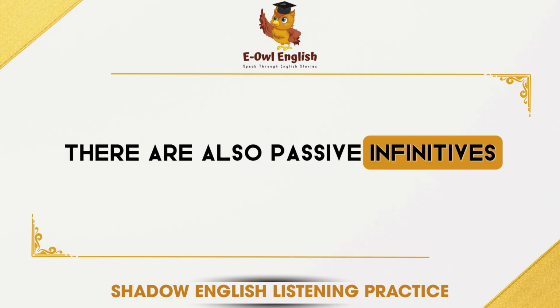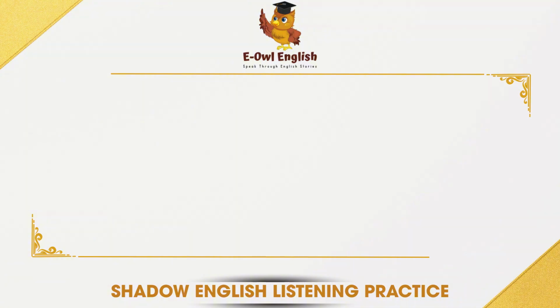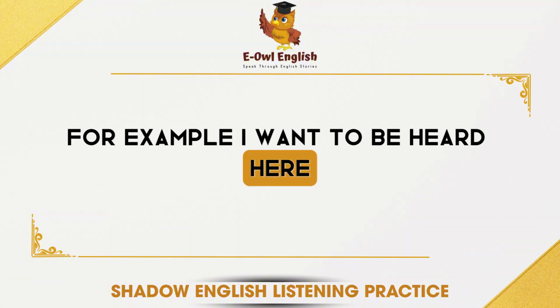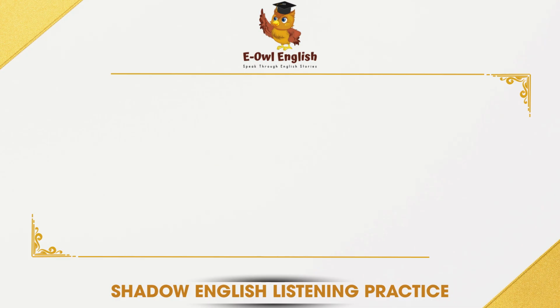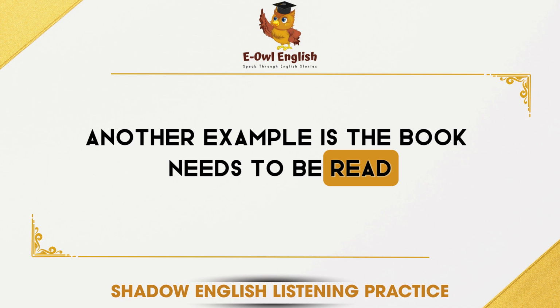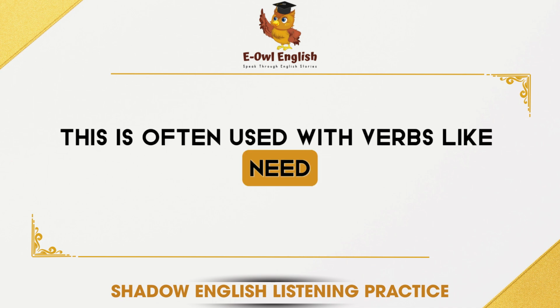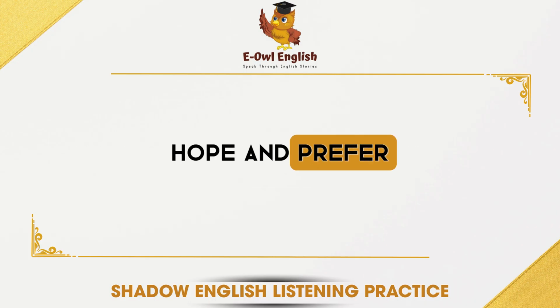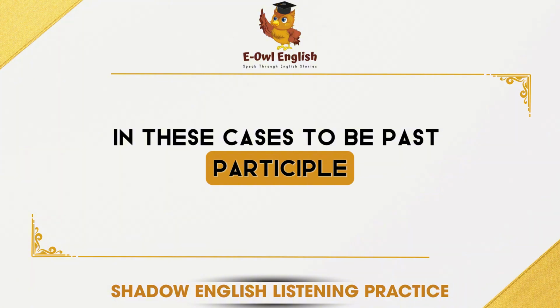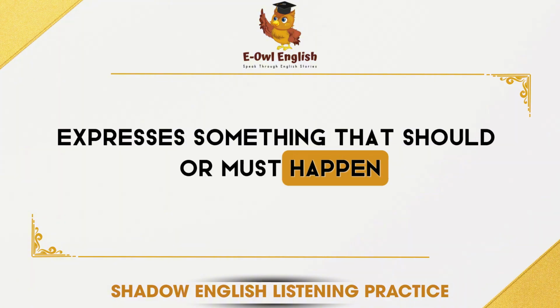There are also passive infinitives. For example, I want to be heard. Here, to be heard is the passive infinitive. Another example is the book needs to be read. This is often used with verbs like need, want, expect, hope, and prefer. In these cases, to be plus past participle expresses something that should or must happen.